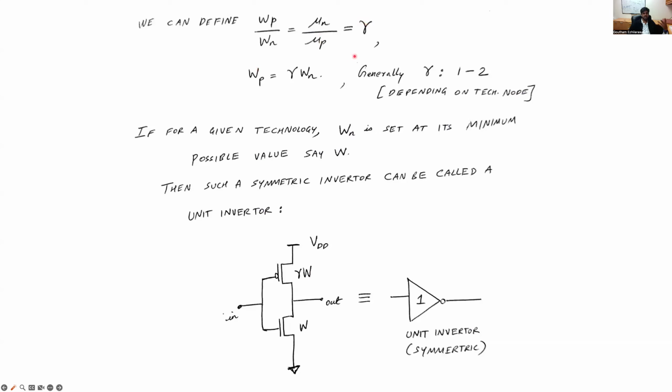And therefore, if we design an inverter to have the width of the PMOS equal to gamma times the width of the NMOS, then such an inverter would be symmetric, with the same speed for a 0 to 1 transition as a 1 to 0 transition. In general, this mobility ratio between the electrons and holes is a number typically between 1 and 2, depending on the technology node.